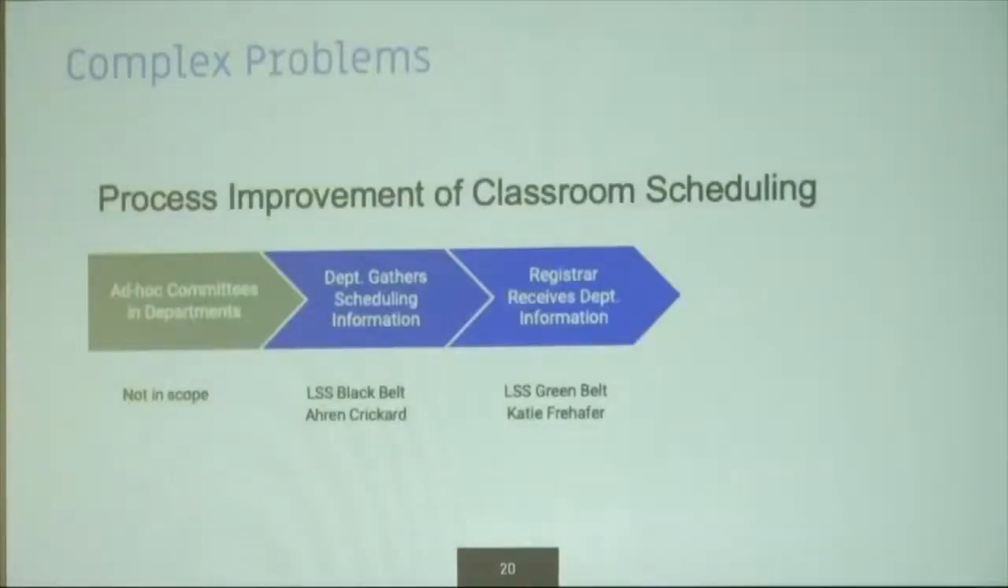So at this point, Aaron had done the analysis. We had decided firmly that the ad hoc committee department work was out of scope. It was different in every department, and it was different because it was necessary to be different, not because it was just chaotic processes, but because each department had very different needs. So that fell clearly outside of the scope of what could be accomplished for that 80%.